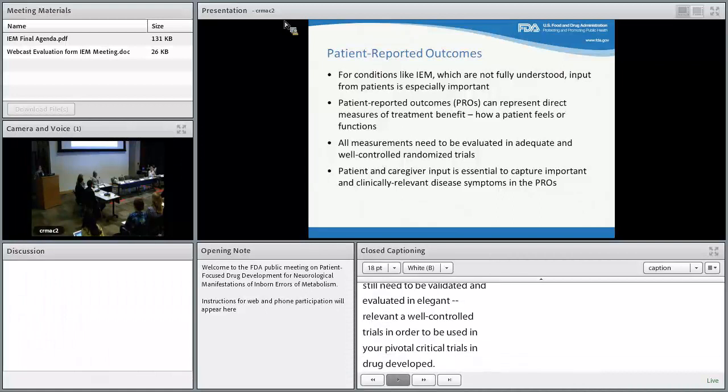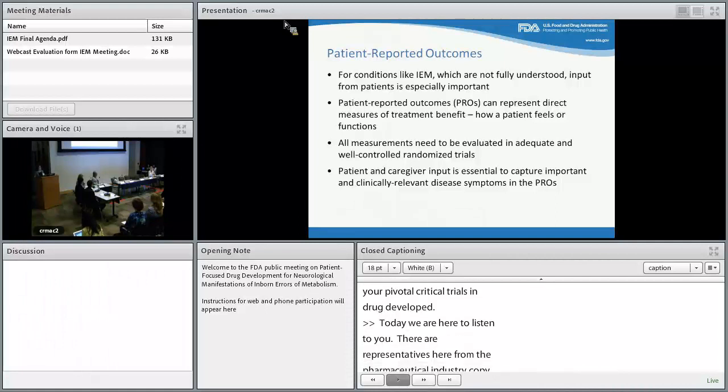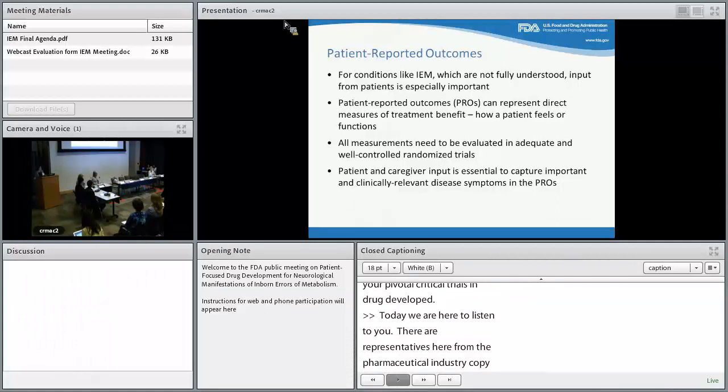So today we are here to listen to you. There are representatives here from the pharmaceutical industry, people from the FDA. Please use this opportunity to share with us the neurologic symptoms that are important to you and that impact your daily lives. And we are anxious to start incorporating these into the drug development process.